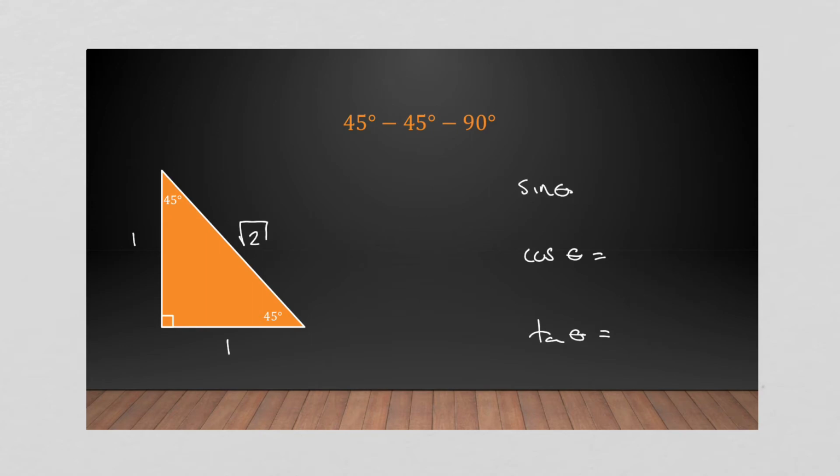Sine theta is always equal to 1 over root 2. Cosine theta is 1 over root 2. And tan is 1 over 1. So those are the exact values, the given ratios of a 45, 45, 90 triangle. 1 over root 2, 1 over root 2, 1.